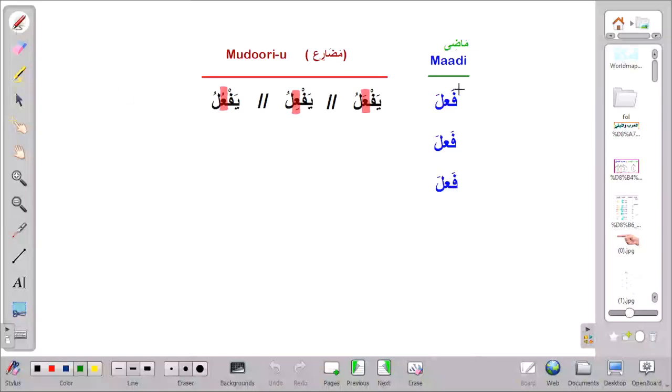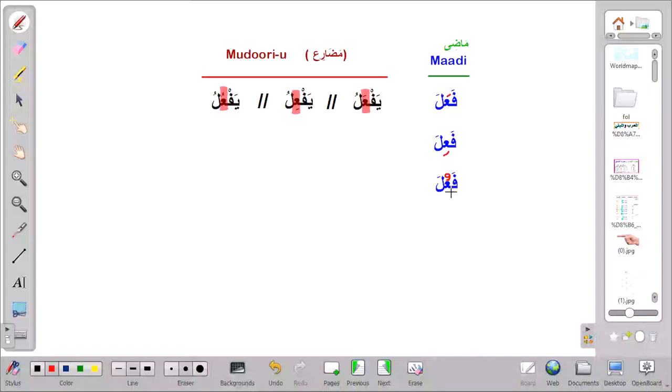I said what? Fa'ala. Let me use the red. So it's either fa'ala or fa'ila or fa'ula. I hope that is clear. All the fi'l al-madi that we have seen, they come on this pattern: fa'ala, fa'ila, and then fa'ula.